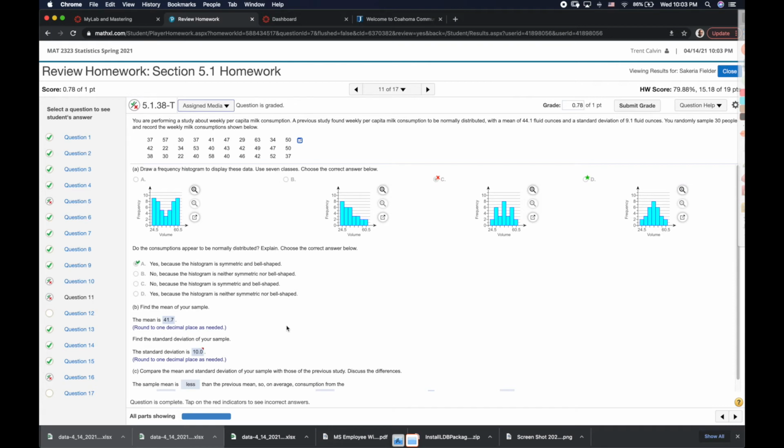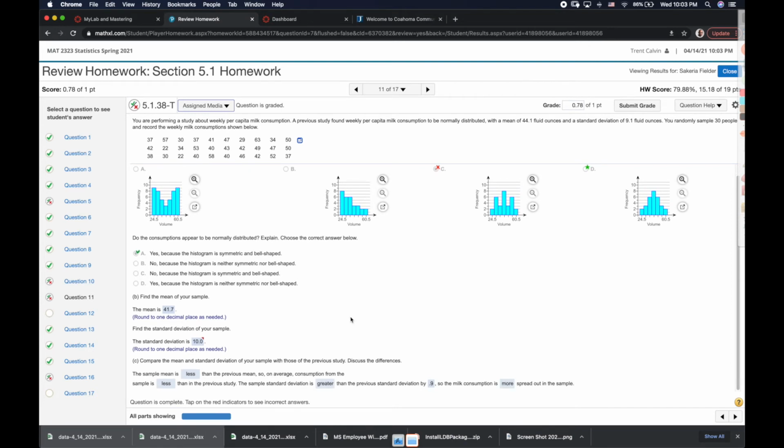Just type your data into your L1 column, then hit second stats, or just hit stat and go over to calculate. Hit number one for the one-variable statistics, and you can scroll down and it'll show you your standard deviation. And then you just answer the question based on what we found.